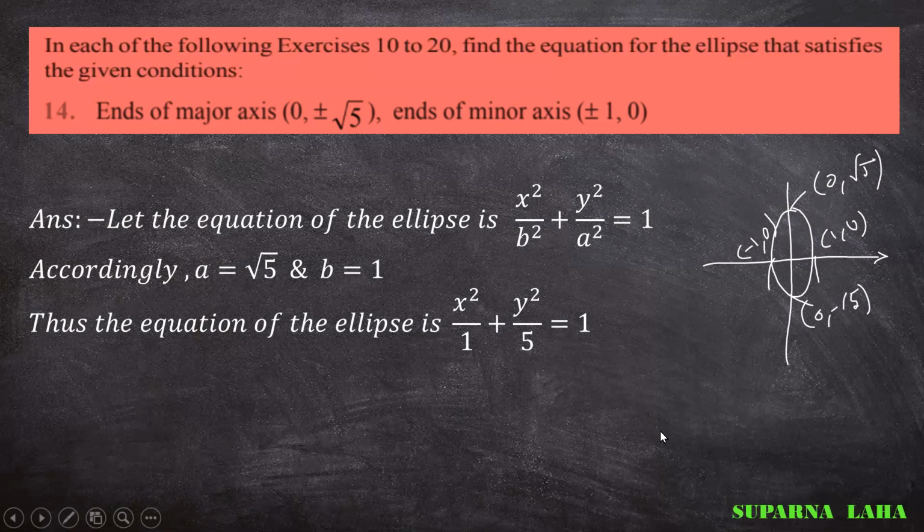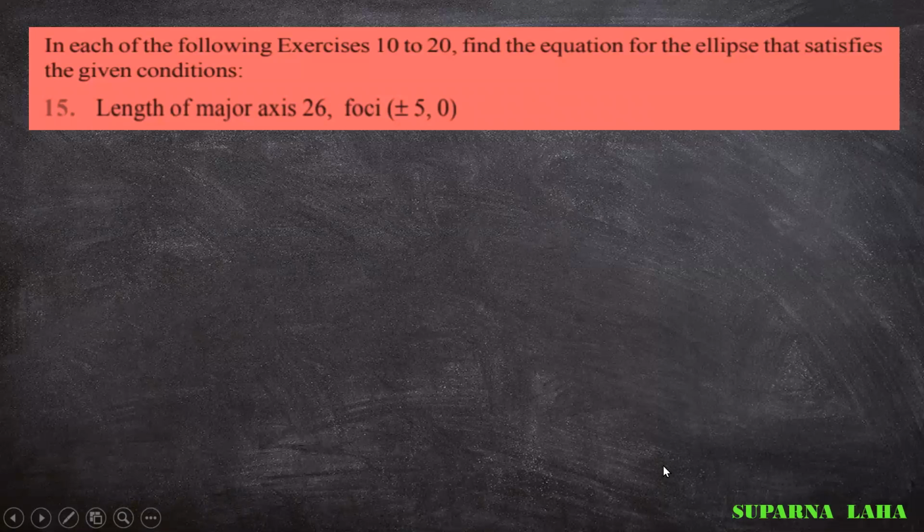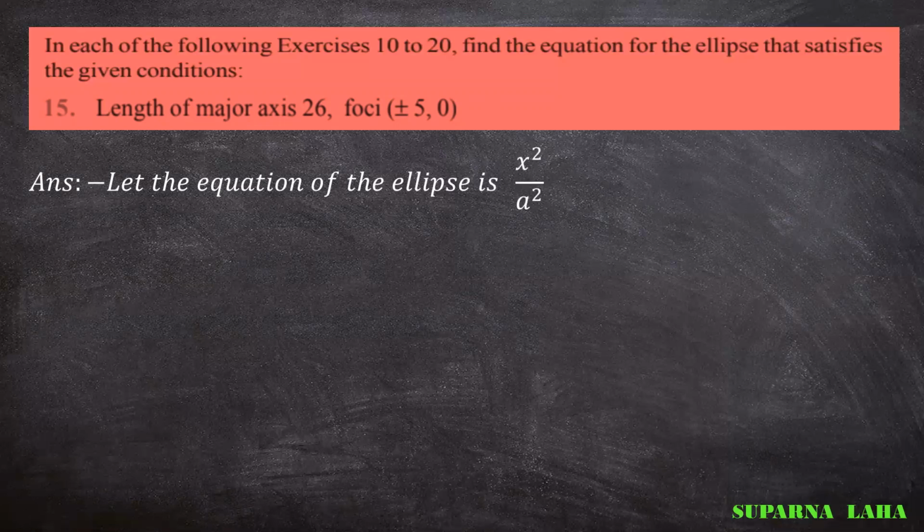So moving to the next question, question number 15. Length of the major axis is 26 and the foci are plus minus 5 comma 0. Look at the coordinates of the foci. Since the foci are on the x-axis, the major axis is the x-axis. So if the major axis is the x-axis, we can consider the general equation of the ellipse: x square by a square plus y square by b square equals 1.